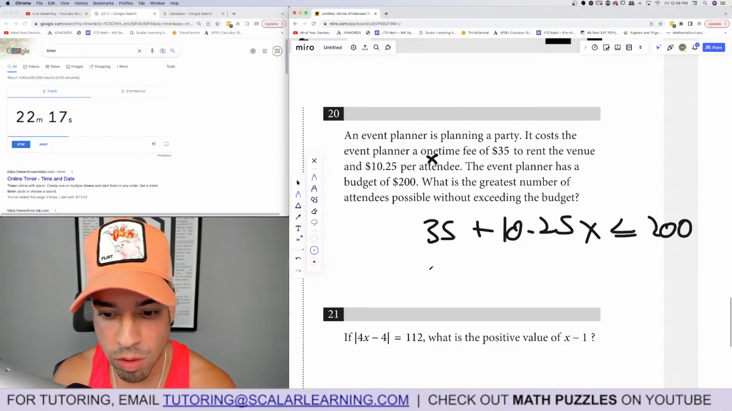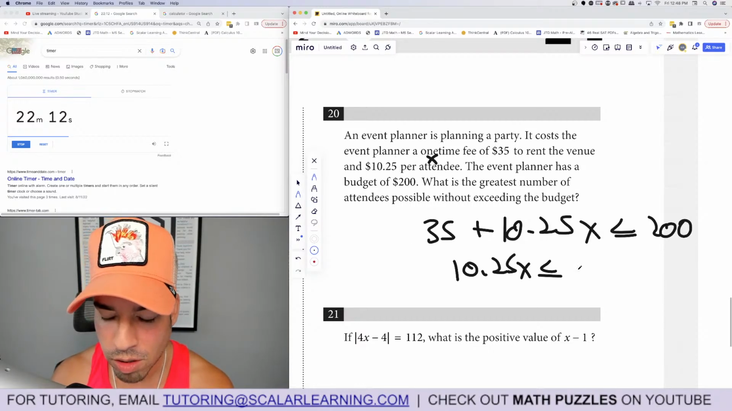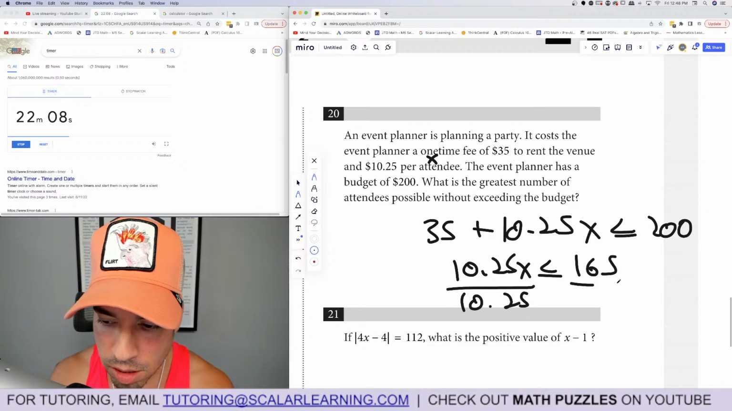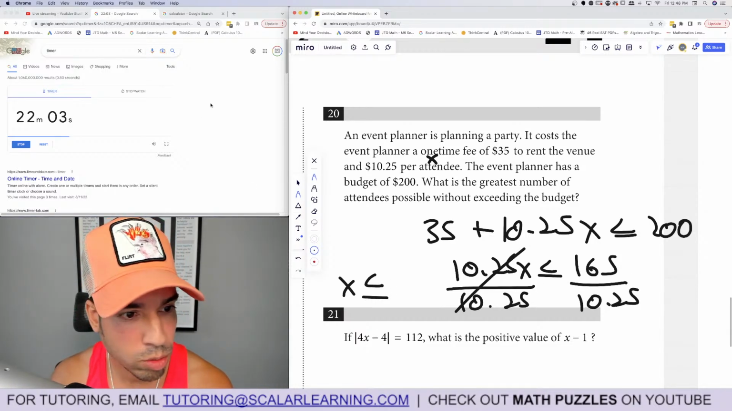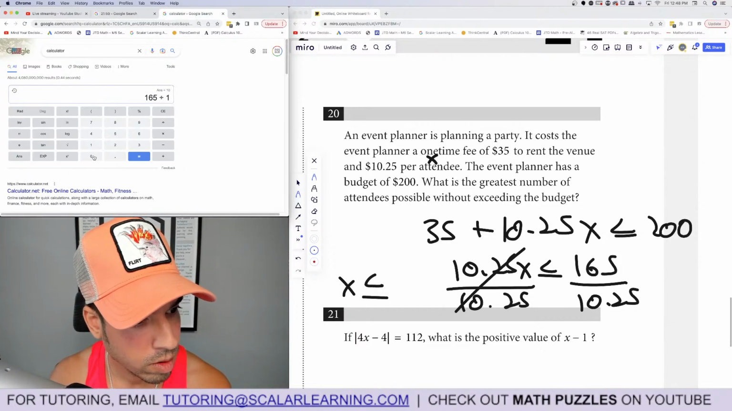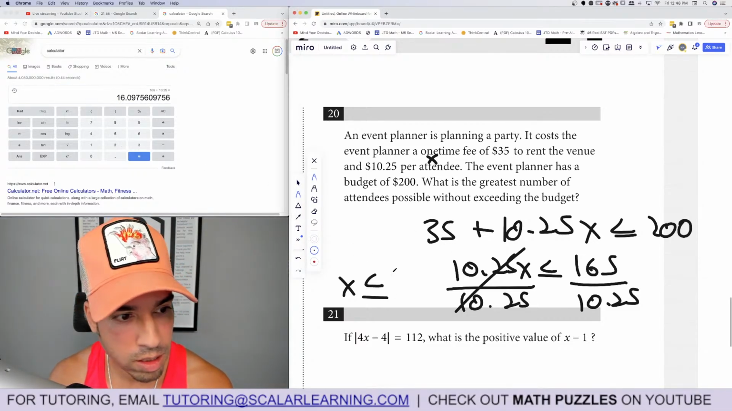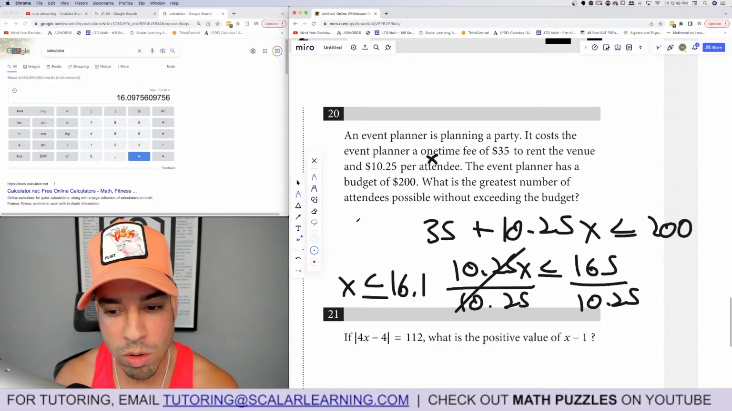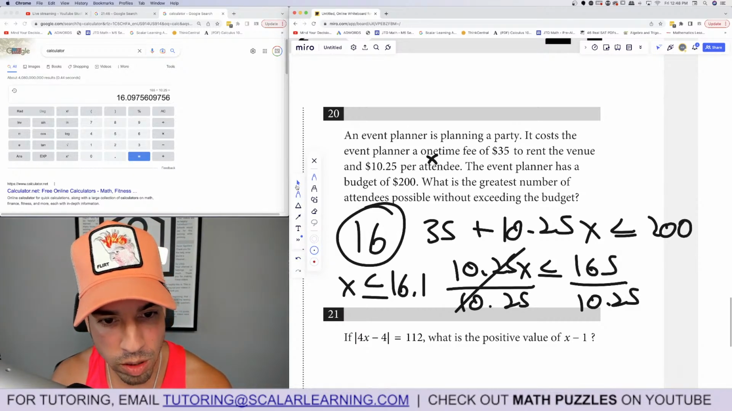Got it. So we solve. 10.25x is less than or equal to 200 minus 35, which is 165. Divide by 10.25. x is less than or equal to, let's use a calculator. And we get 16 and change, right? 16.1, approximately. Well, we can't have 0.1 people, so 16 is the greatest number without exceeding. That's the winner. Done. 21.